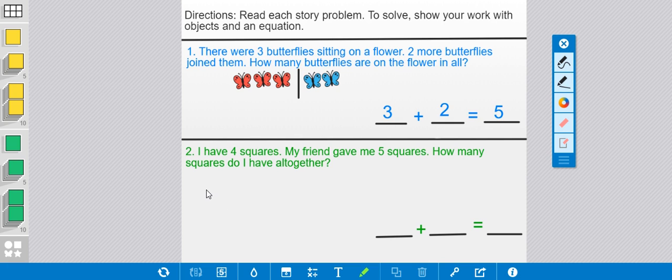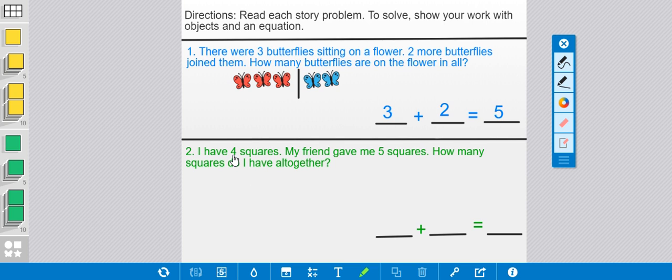All right, are you ready? I have 4 squares. My friend gave me 5 squares. How many squares do I have all together? And this word all together is going to tell you that you're going to add them all up.